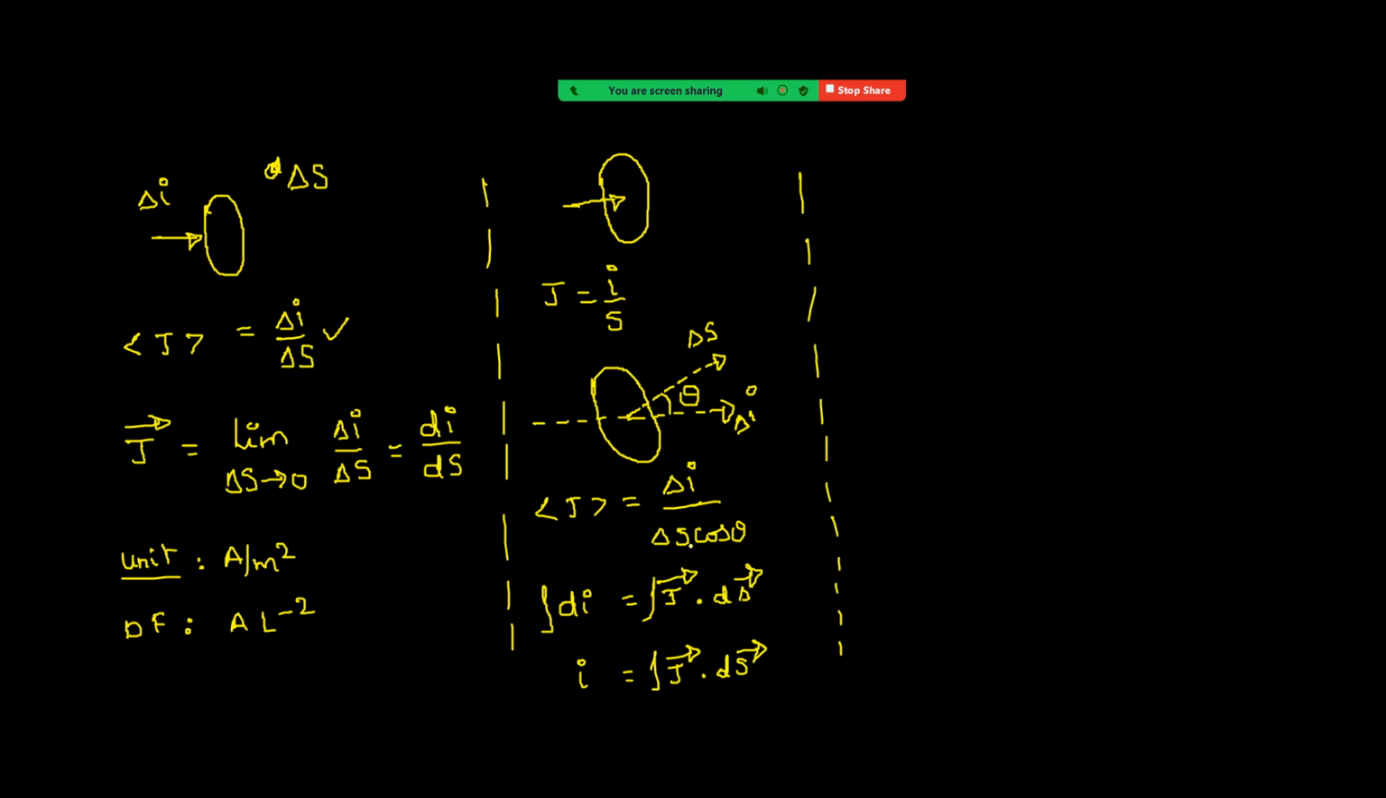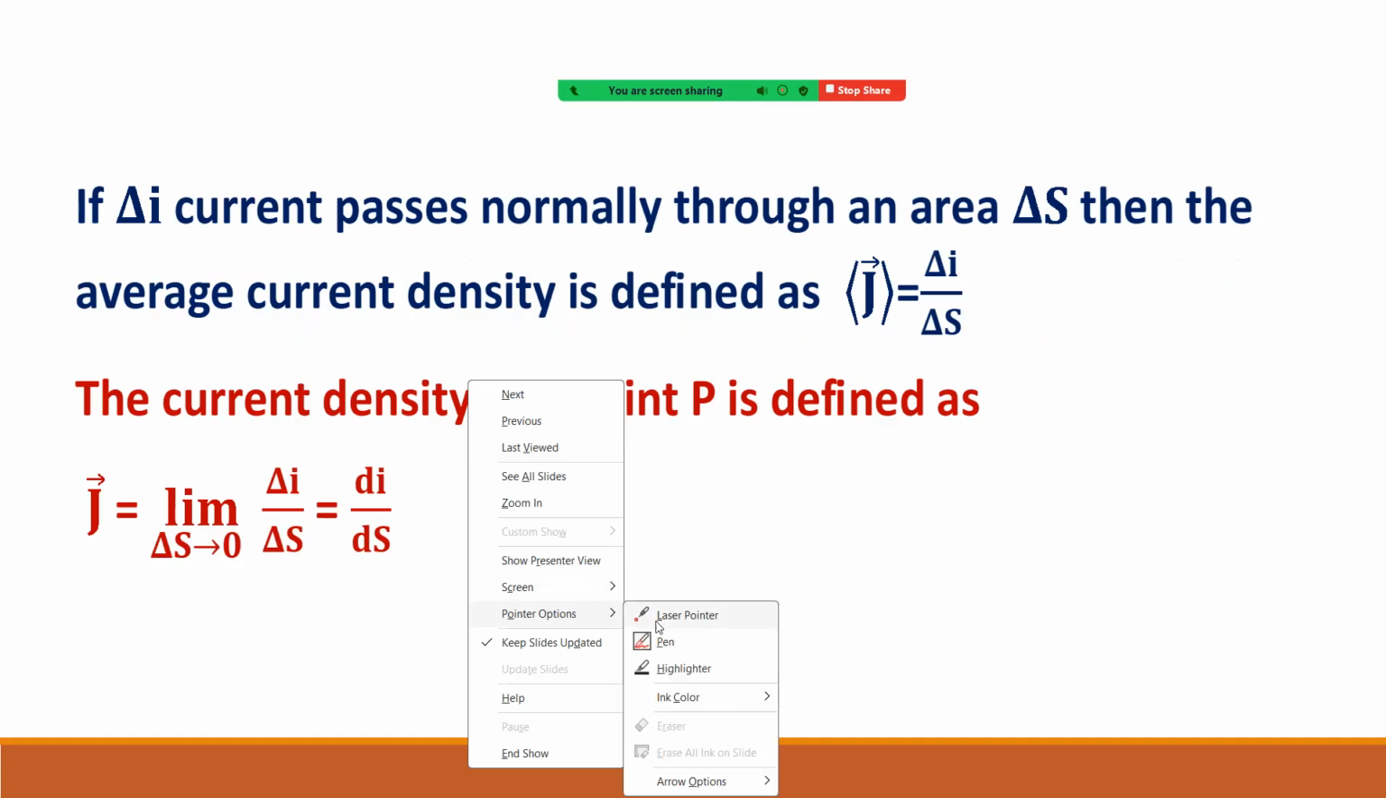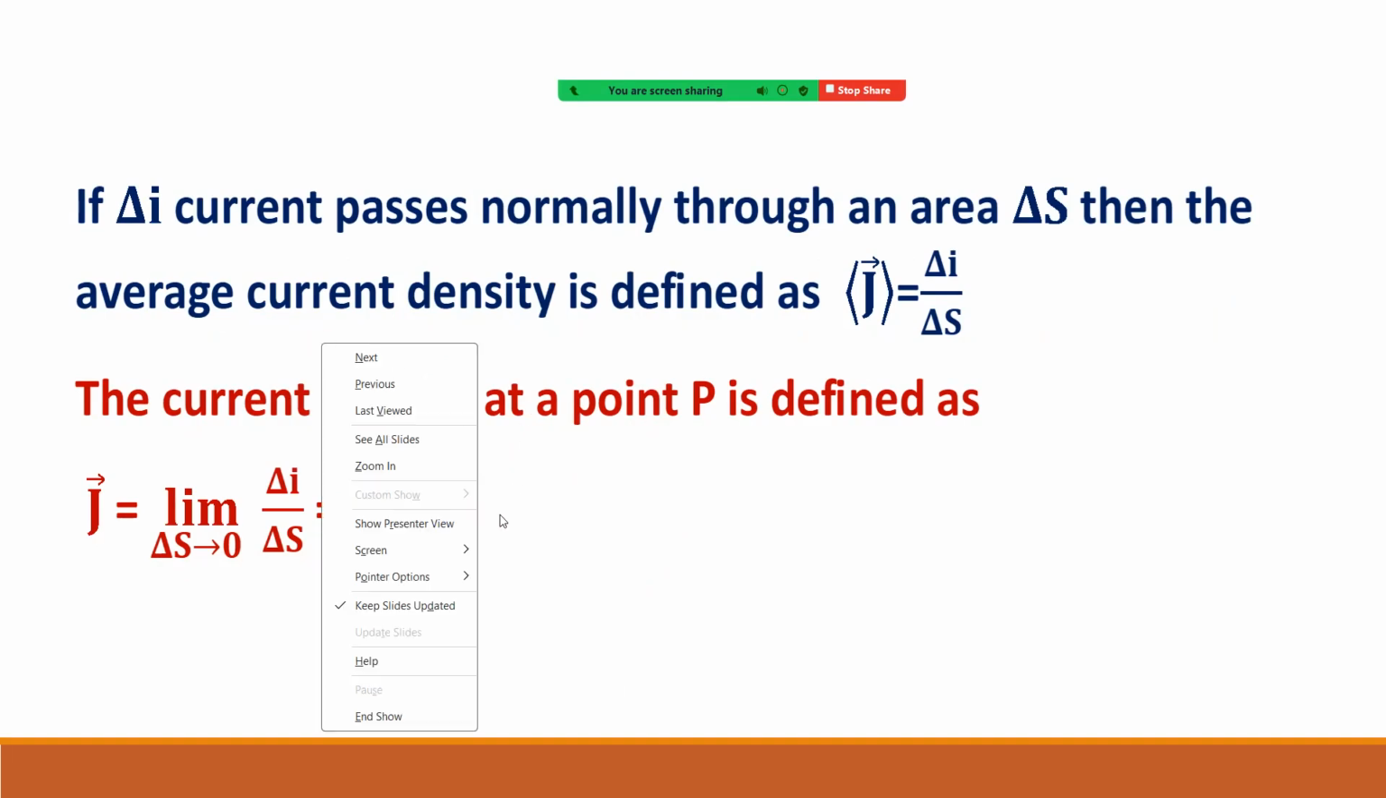Right. Let us see the points till now what we have discussed. So first one, definition of average current density. Next, current density at a point. Why it is at a point? Because we are taking the area very small, delta S tends to 0. So it is a value from point to point. Or you can say this is microscopic, whereas a current in a conductor is macroscopic.